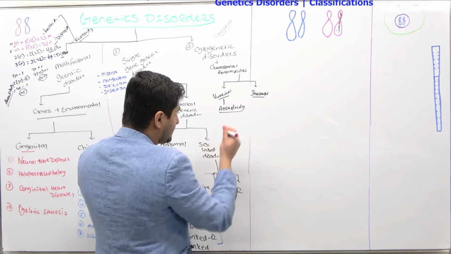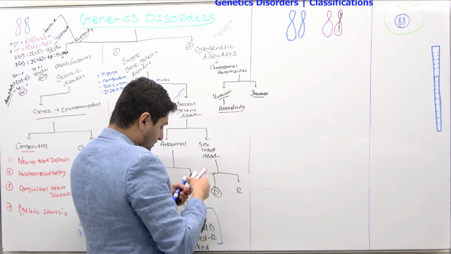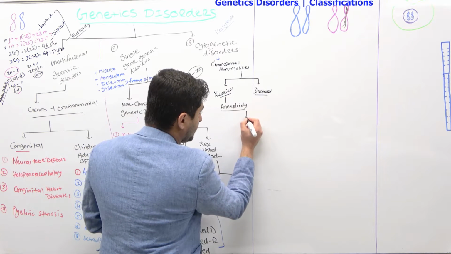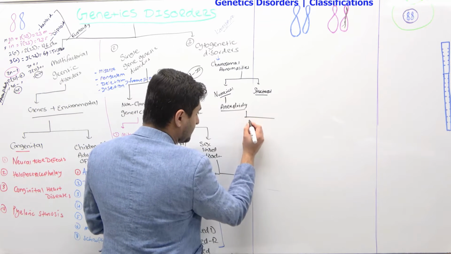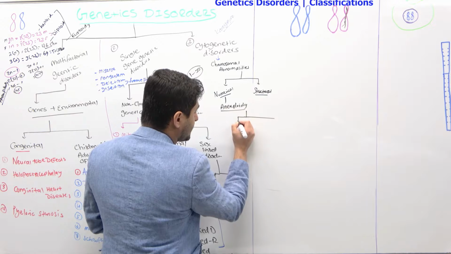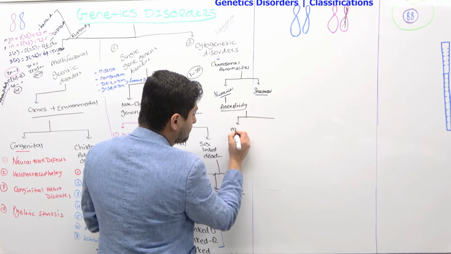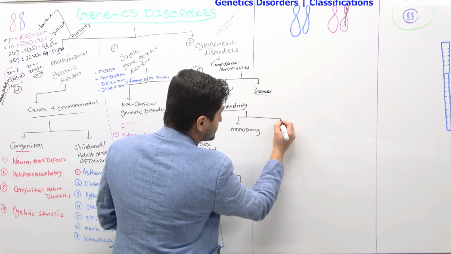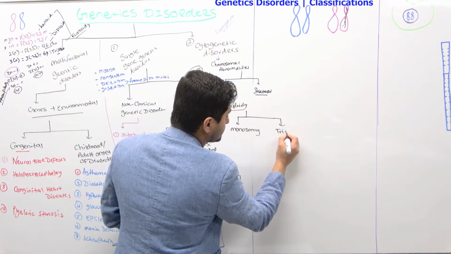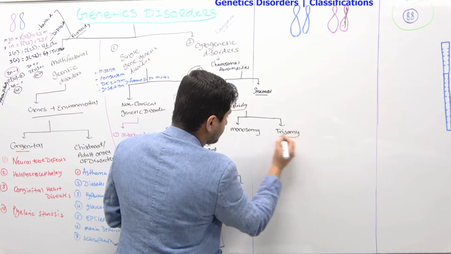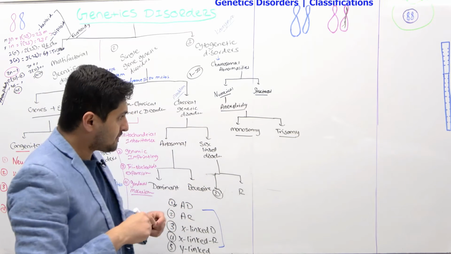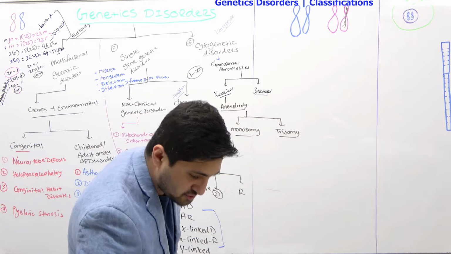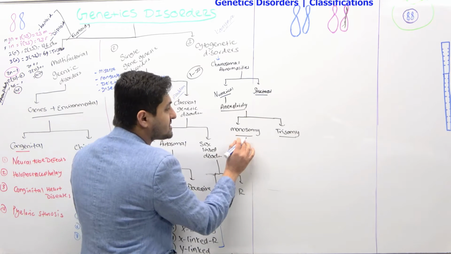Whenever we talk about aneuploidy, look, it can be further categorized into two conditions. We can say it could be monosomy, or it could be trisomy. Now, what does this mean? If you're missing a chromosome, not extra, you're missing a chromosome, right?